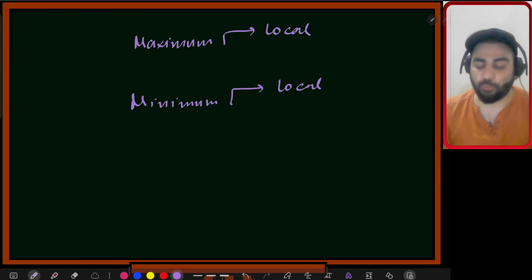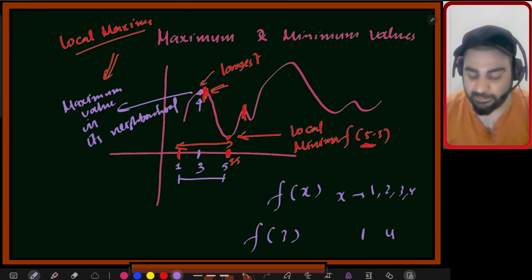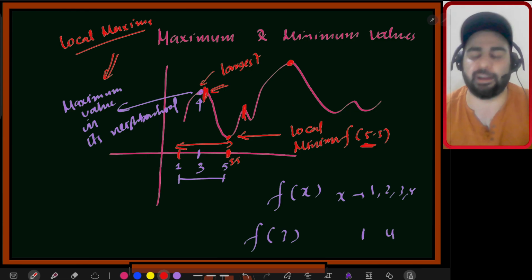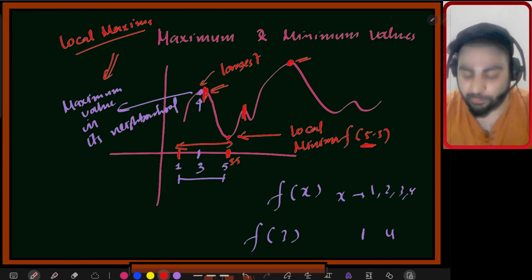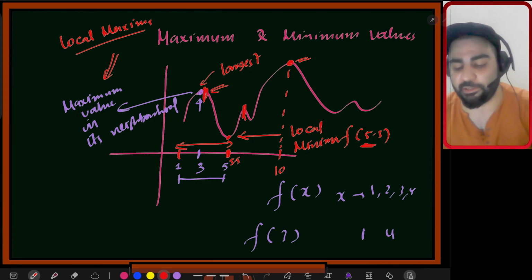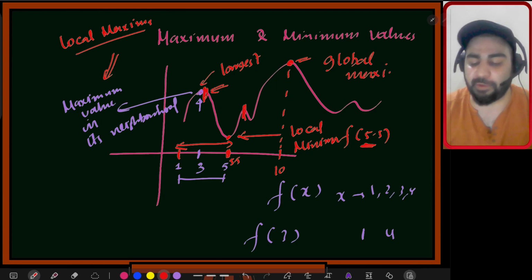Then there is the global. If you have the whole world now, and you take the whole function, so this is my whole function. If you see this value over all the domain, over the whole world, all the values that this function is defined on, this is the largest value. Let's call this value 10. So at value 10, the function takes the highest value everywhere in the domain. So we'll call this the global maximum, or global maxima.